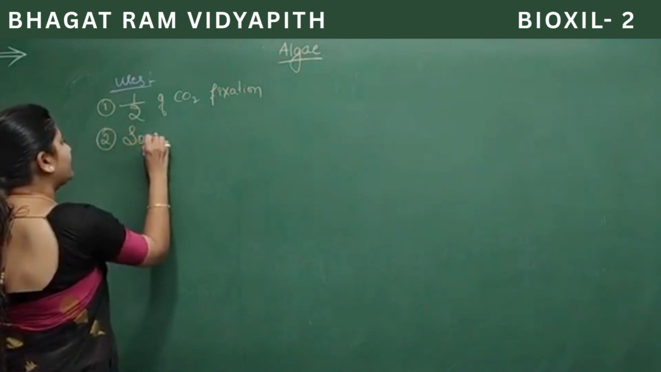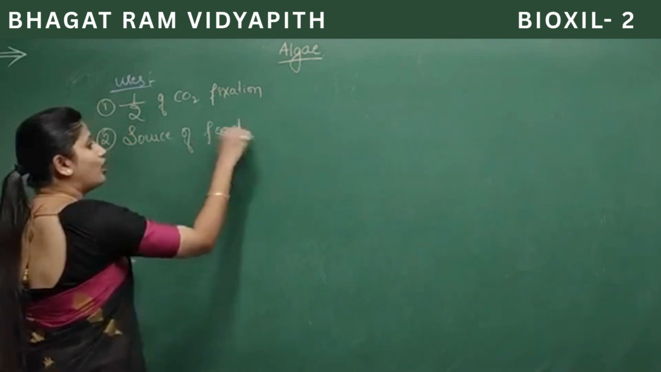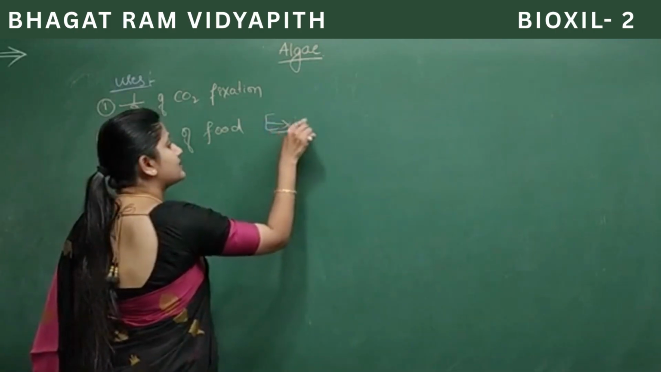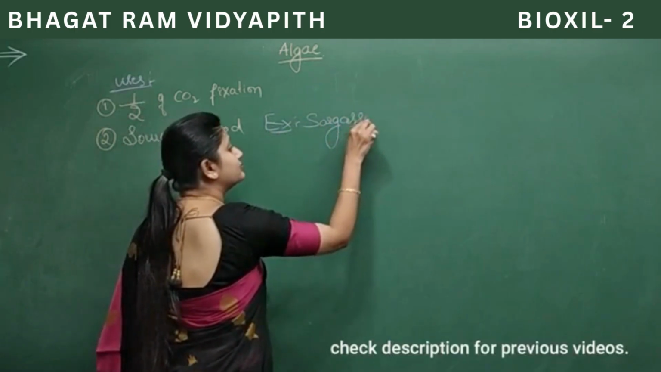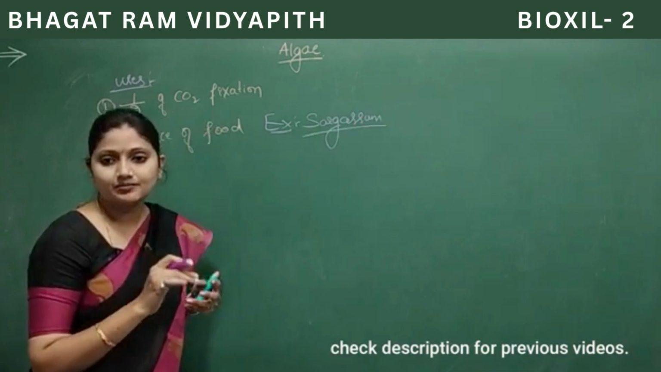Few algae are used as source of food. Example for this is sargassum. Okay, that is the sargassum.